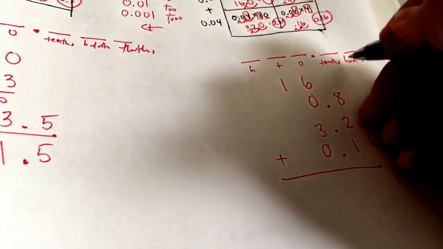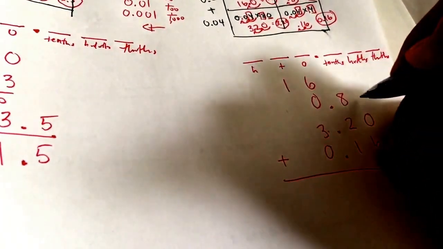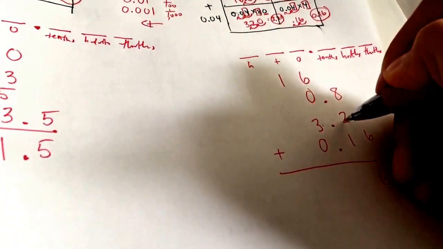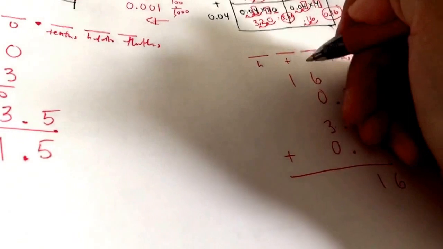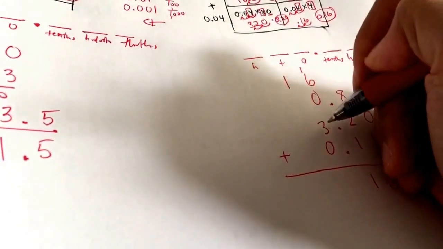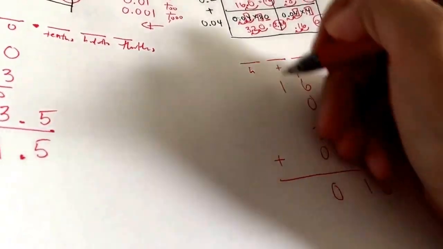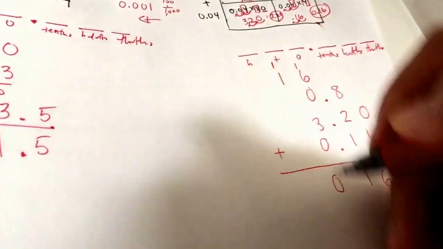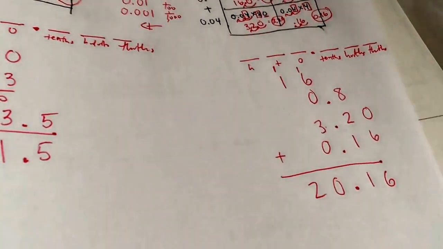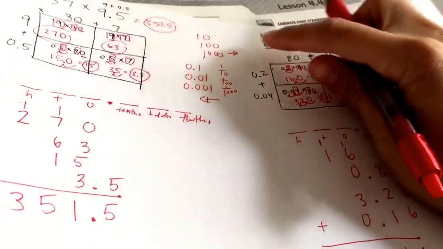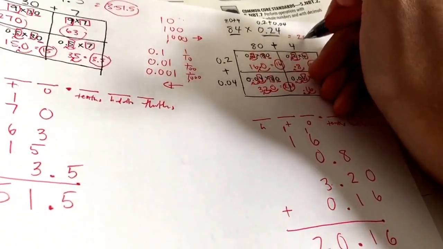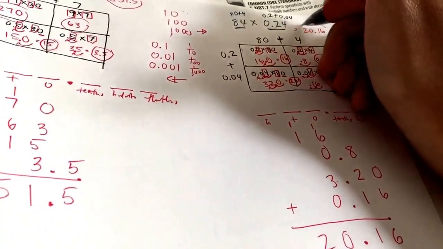So here, in the hundredths place, it's 6 plus 0 plus 0 plus 0, 6. In the tenths place, it's 8 plus 2, which is 10, plus 1 is 11. In the ones place, it's 6 plus 1 is 7, plus 3 is 10. And in the tenths place is 1 plus 1, and our decimal. So your final answer for 84 times 24 hundredths is 20 and 16 hundredths.